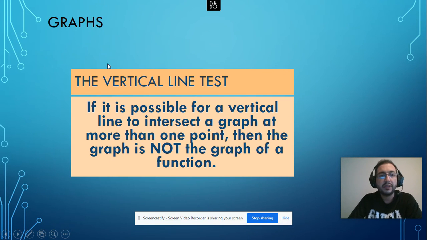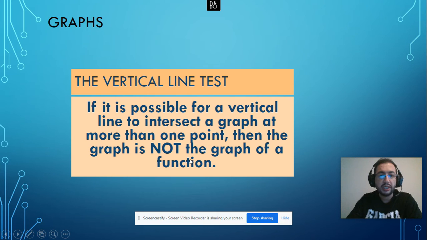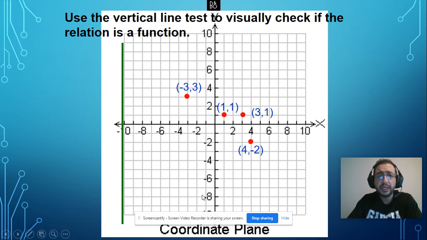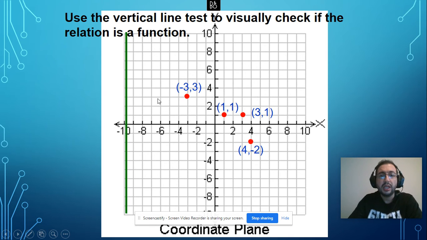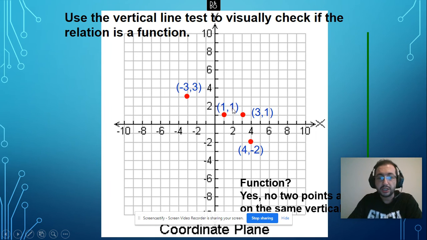Then at the end, we have the graphs. For the graphs, we're going to use what we call the vertical line test. If it is possible for a vertical line to intersect a graph at more than one point, then it's not a function. Let's see some examples. We have this one. Let's use a vertical line, this green one, and go over the graph, and we're touching only one point at a time. We're not touching 2 points using the vertical line test. So this one will be a function.